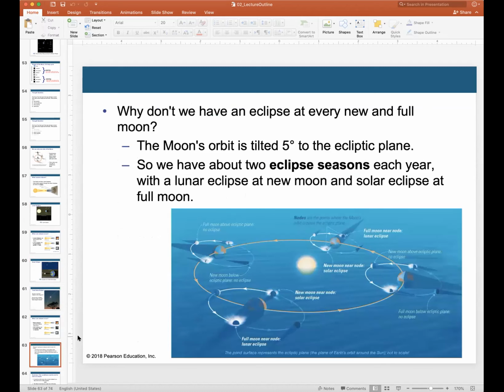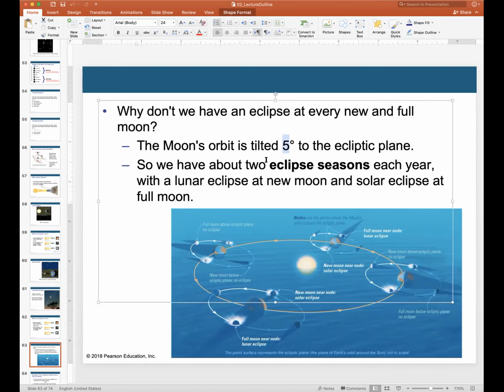But the question is, if this is the case, if new moon and full moon can cause solar and lunar eclipses, why don't we see it happen every month? Why is it usually a few years, and then you have to wait a couple more years, maybe a decade, for it to happen? If new moon and full moon will cause solar and lunar eclipses, why don't we see it once every month? And the answer is because the moon's orbit is tilted about 5 degrees with the ecliptic plane.